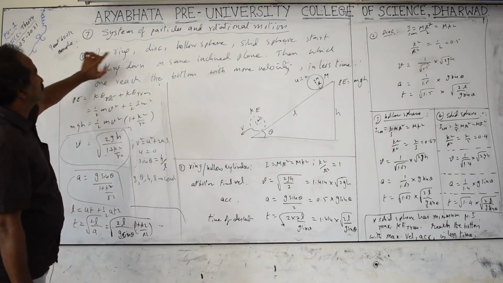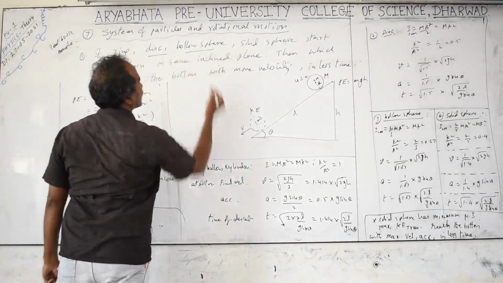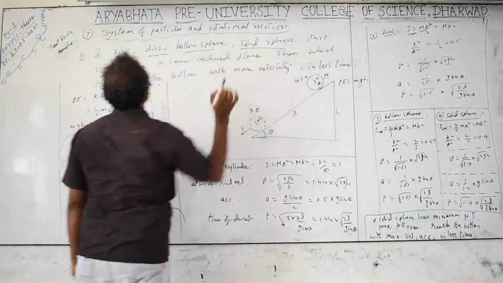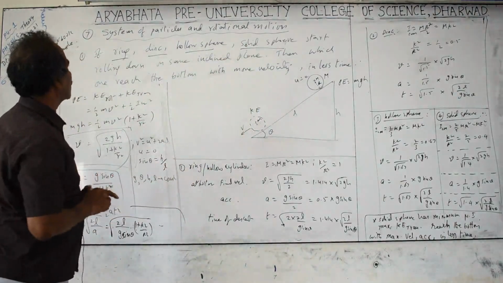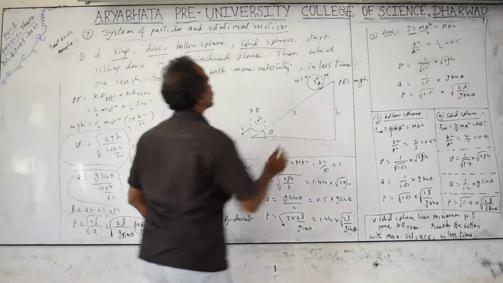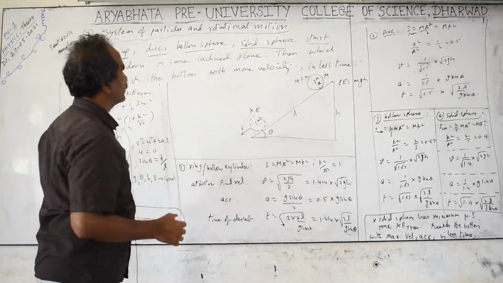A ring, a disc, a hollow sphere. Three objects are given in the textbook as a solved exam problem at the end of the topic. They didn't give only three objects actually, but we can take four objects: ring, disc, hollow sphere, solid sphere. Start rolling down. Start means initial velocity is 0. Rolling down the same inclined plane.